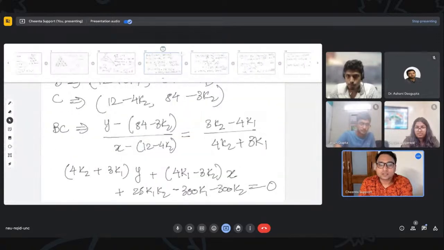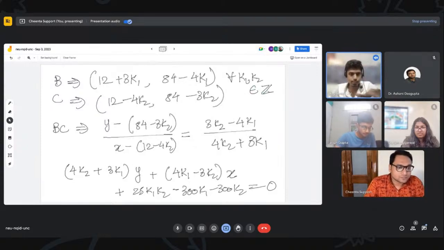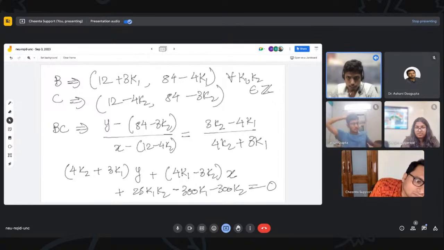So now we know that points B and C will lie on these lines AB and AC for all integers k1 and k2. So we just have to find the integers k1 and k2. So instead of the equation of BC, we will take this.